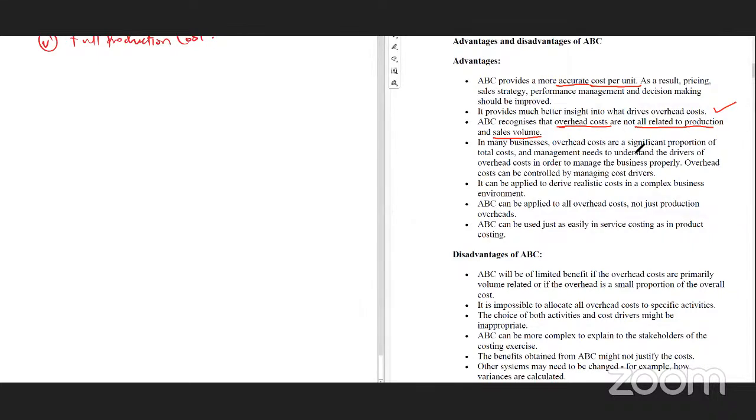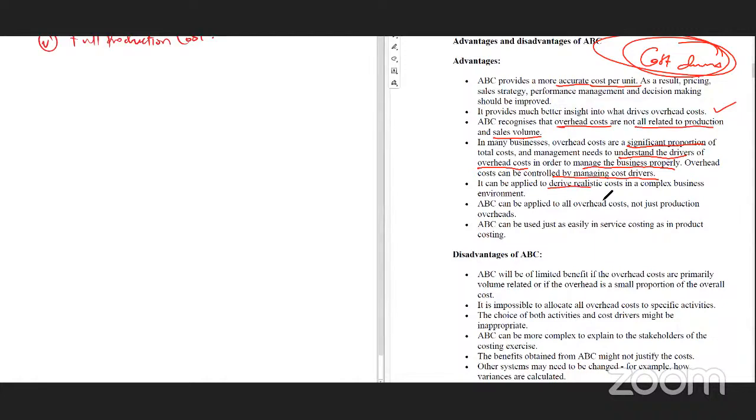Now, in many businesses today, overhead costs are a significant proportion of total cost, and management needs to understand the drivers of overhead costs in order to manage the business properly. Overhead costs can be controlled by managing the cost drivers. Because now you can identify the cost drivers, you can easily manage how the cost drivers work, and then your costs can work. So that one will serve as a cost control mechanism, right?